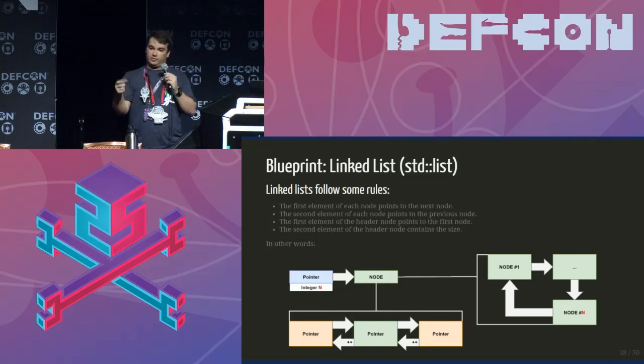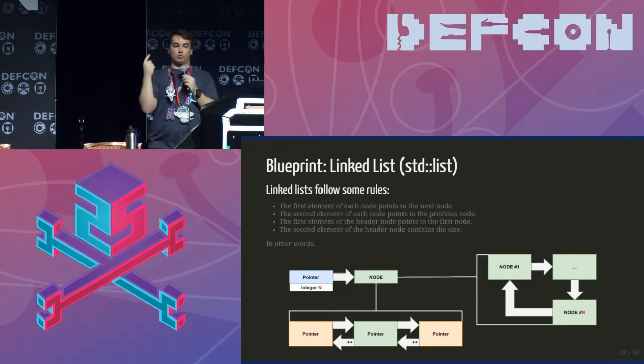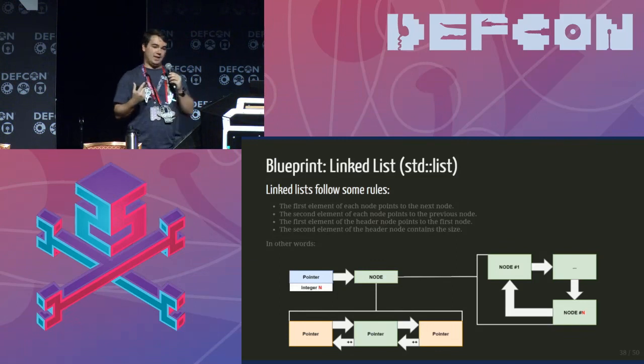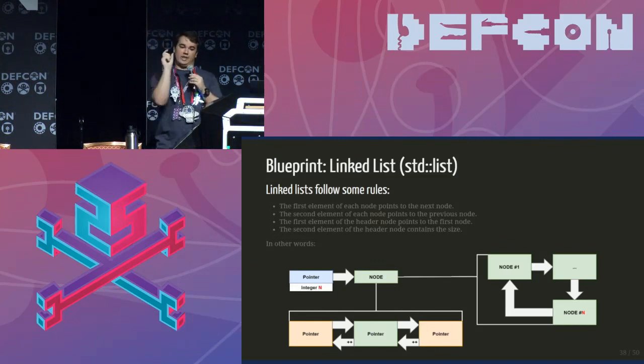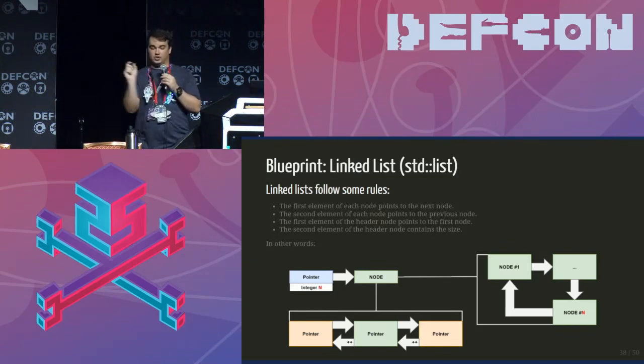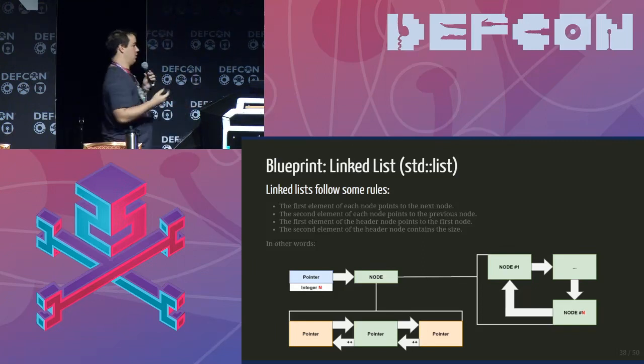Because on a doubly linked list, you have a forward pointer and a back pointer. So it should point to something which points back to it, and it should point back to something. So when you increment the pointer that is that node, it should point to something that points back to it again. If it does that, we know it's a node.